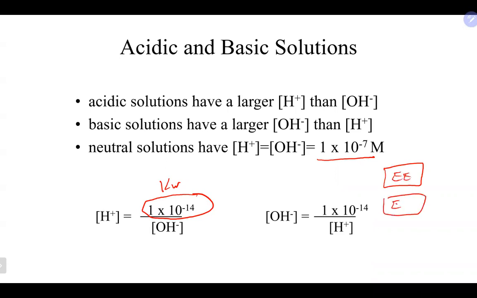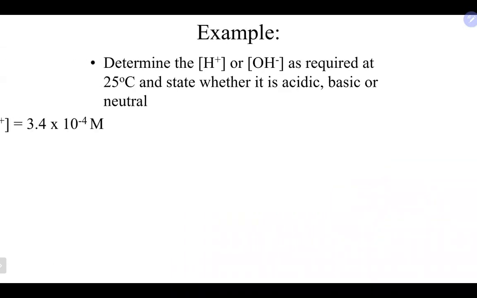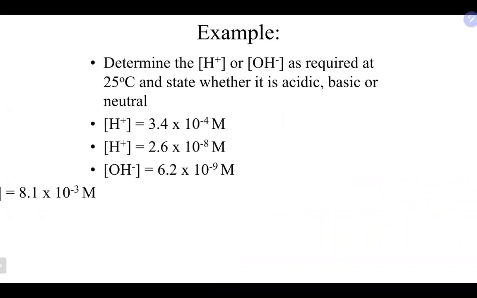Punch these numbers in. Guys, in this chapter, you're going to be working with exponents, so you definitely want to make sure you enter those numbers into your calculator using that exponent button. Otherwise, you can get into some trouble a little bit later on as well. So let's try some here. Determine the H plus or OH minus concentration for each of these, and determine whether the solution in each of these cases is acidic, basic, or neutral.